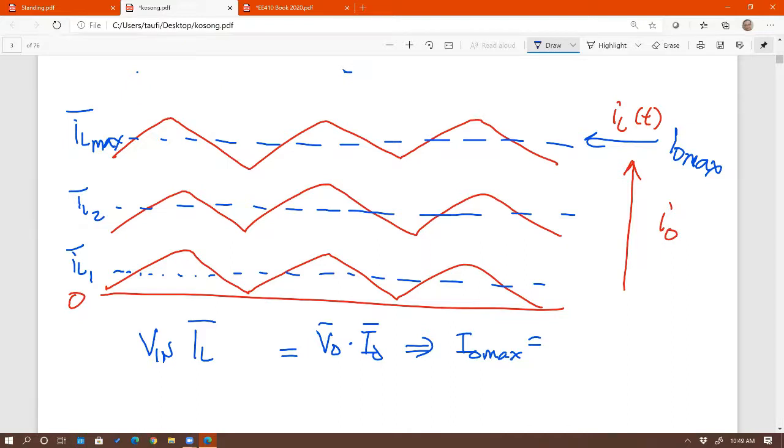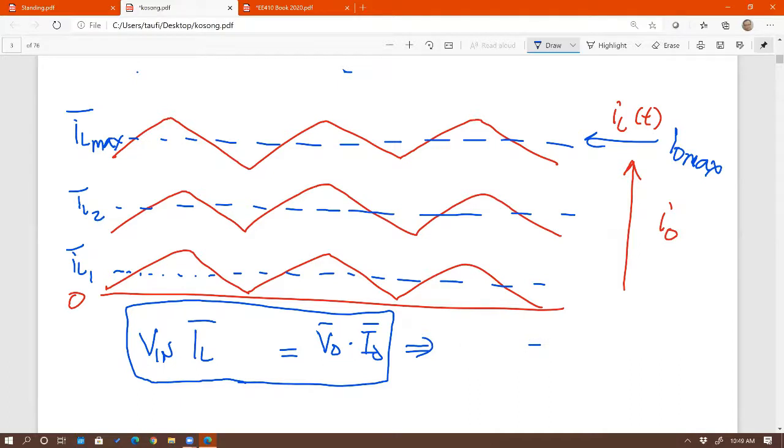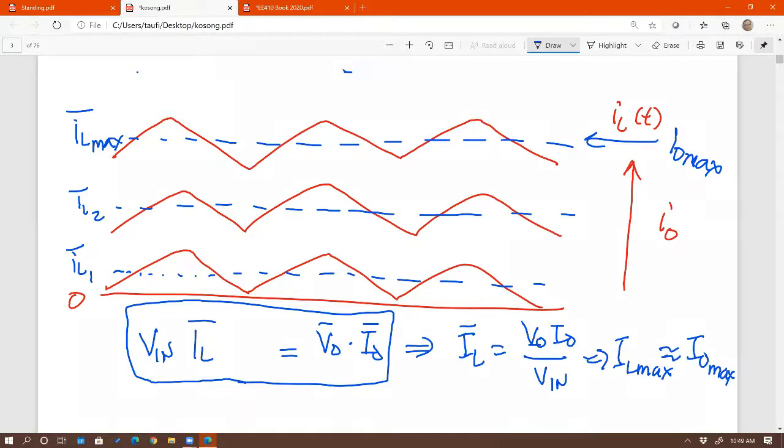Okay, but watch. Look at this equation right here. That's your first statement. Do you agree with me that from that equation, if I solve for IL, that's going to be equal to V out, I out over V in? Yes. So therefore, IL max must be proportional to I out max. Yes. Okay, that was what I was clarifying. Okay. Thank you. You're welcome.